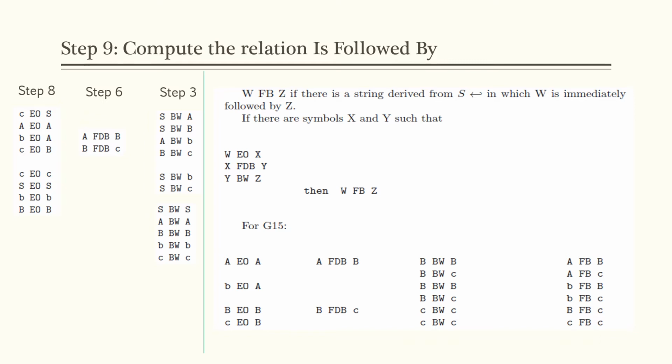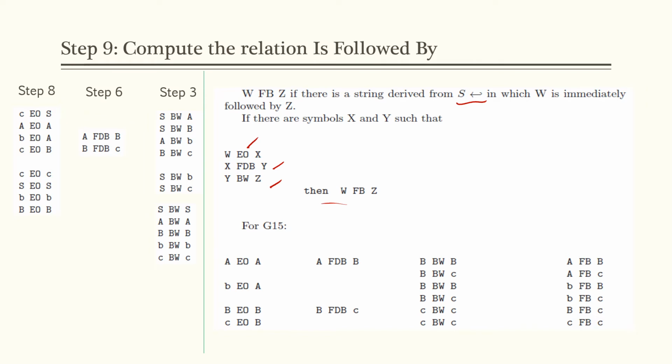If you look into the definitions, W is followed by Z if there is a string derived from the start symbol and marker in which W is immediately followed by Z. So we want to know W is followed by Z. How? Then we need an output from EO, which is from step 3. We need an output from FDB, followed directly by, from step 6, and also BW from step 3. So it starts with step number 8, so W EO X.